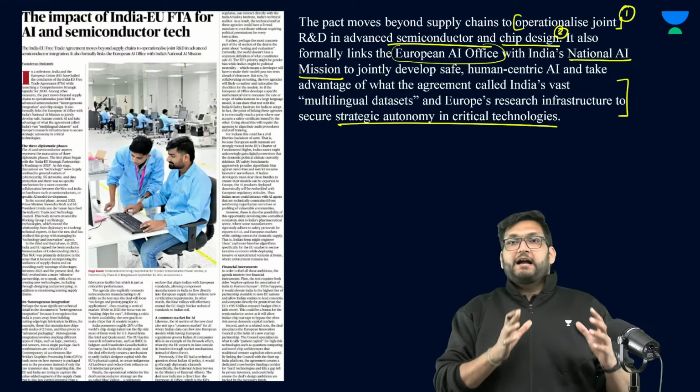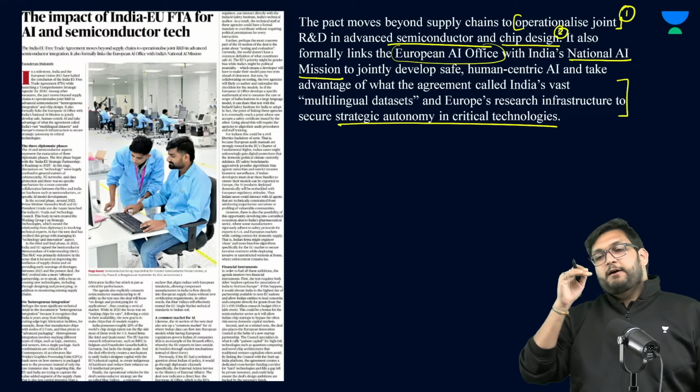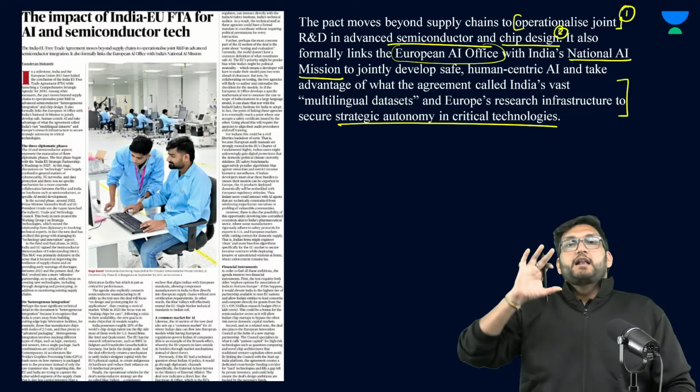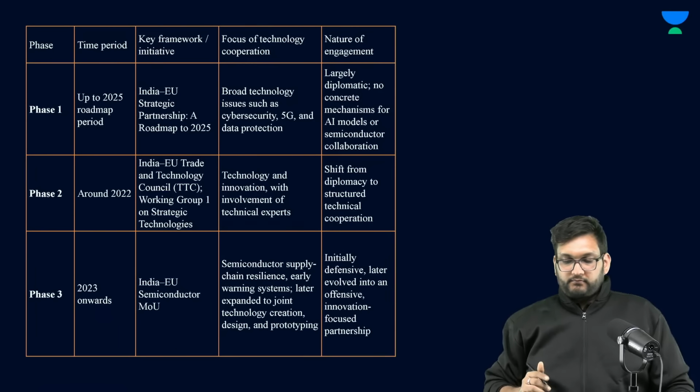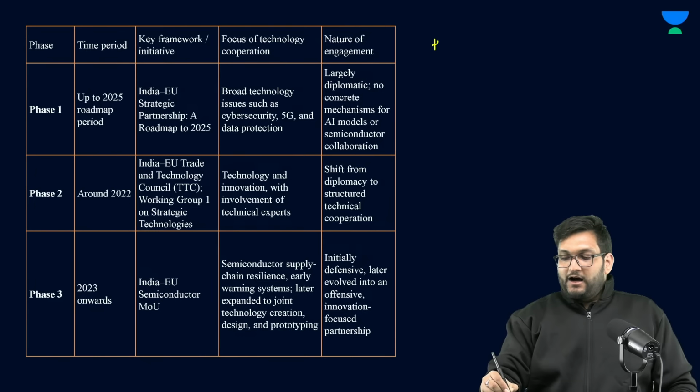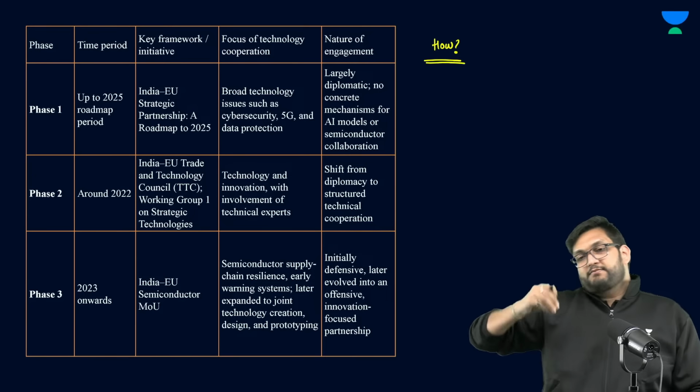Now, this is a very big article from Text and Context and has multiple aspects inside it. Let's decode it, but in a systematic manner. That is why I have tables for you here. First is, how did we come here?